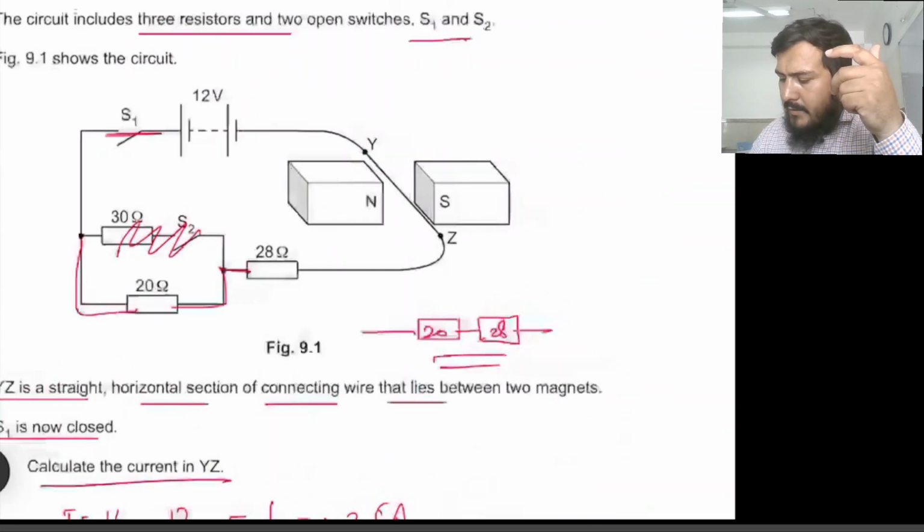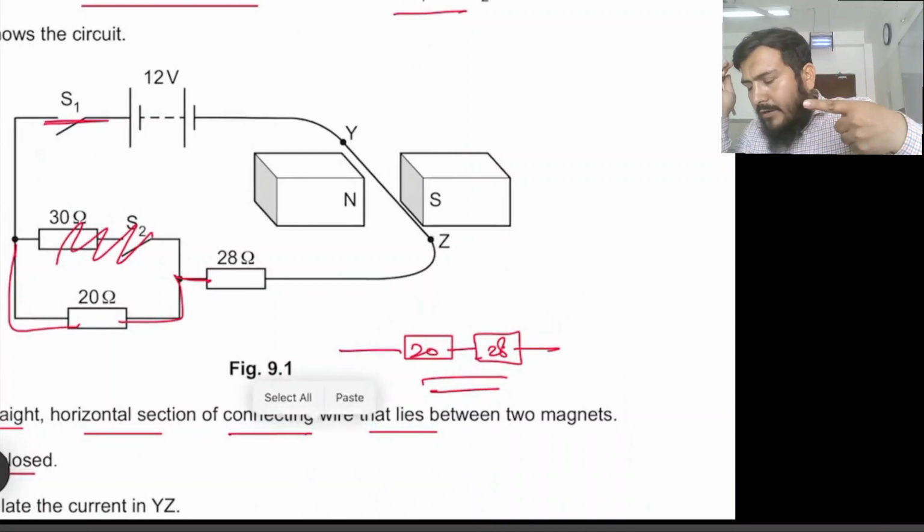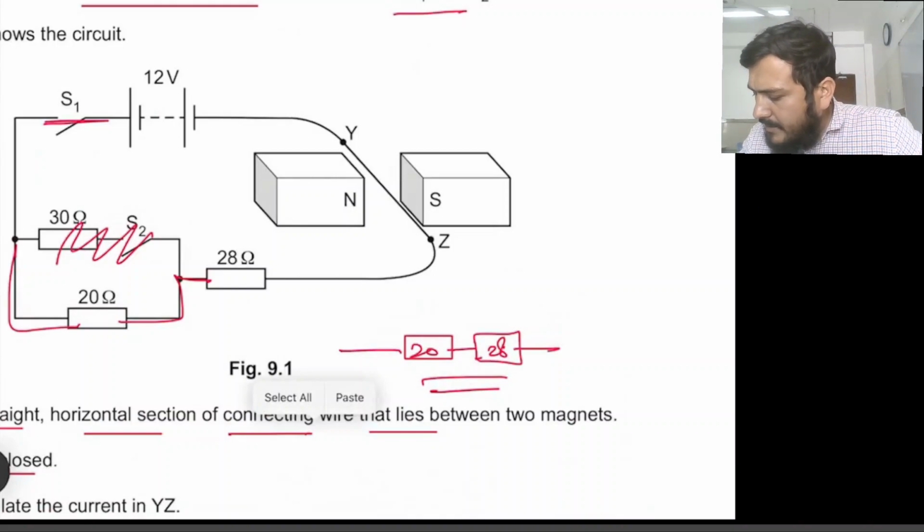Alright, this is YZ. Now since this is the positive terminal, current is going from Z to Y, so my forefinger should be north to south of the screen. It might look flipped in the picture, but my forefinger is going to point north to south, and then my current finger is going to point Z to Y. So automatically the thumb would point downwards. So that means it would experience a force like this. Alright, so force would be downwards.